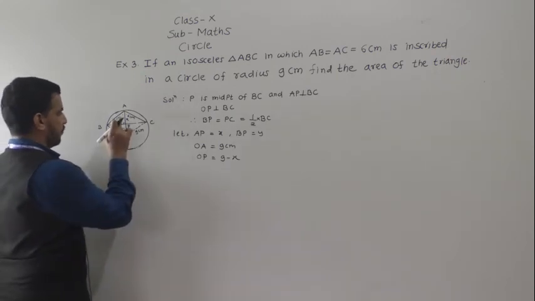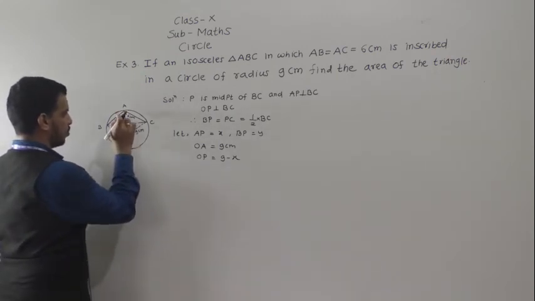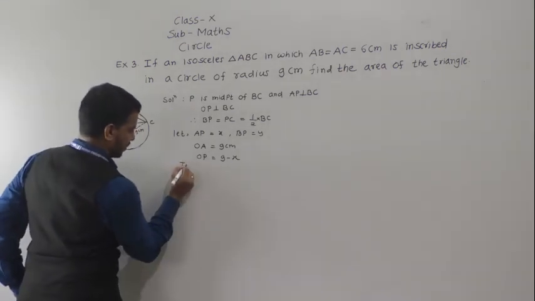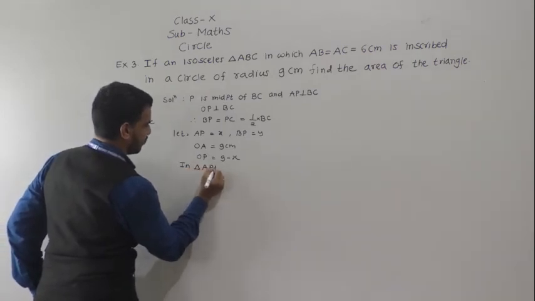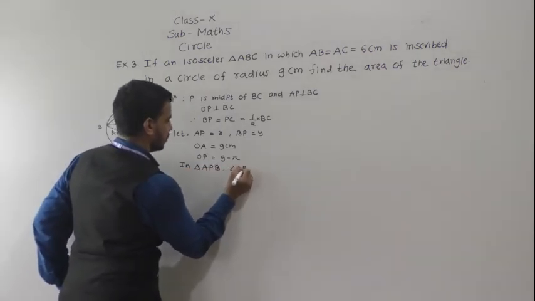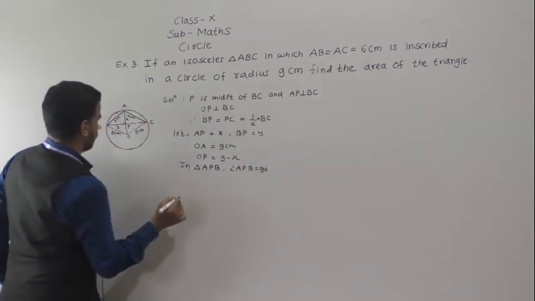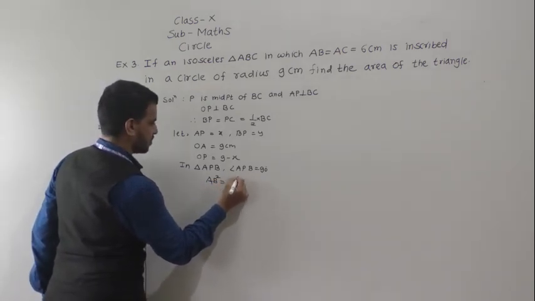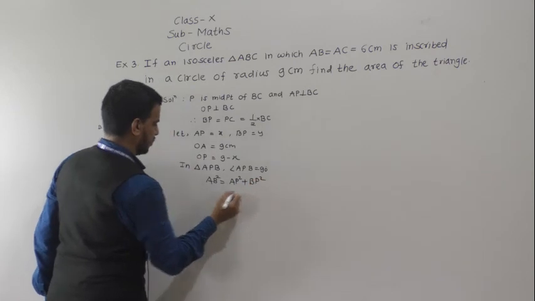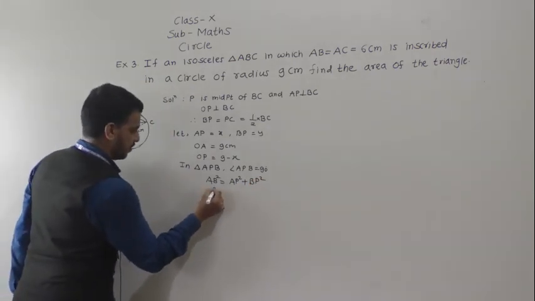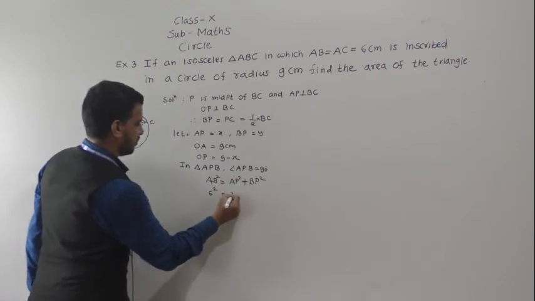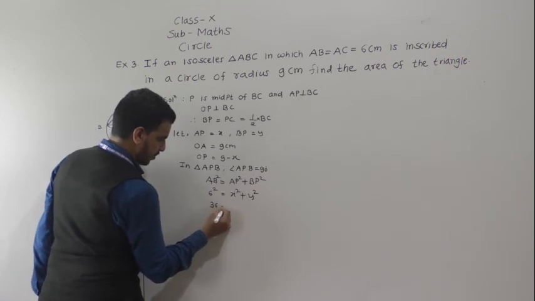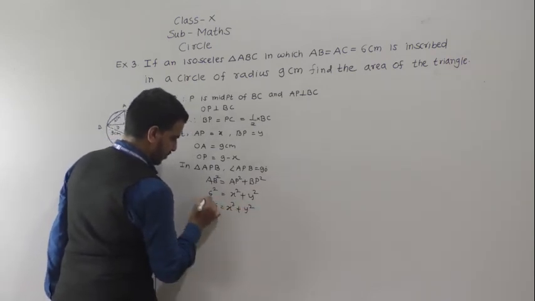Now we use the Pythagoras theorem in both triangles, that is triangle APB and triangle OPB. First I'm using it in triangle APB, angle APB is equal to 90 degrees. So AB square is equal to AP square plus BP square. AB is 6 square, AP is X square and BP is Y square. So 36 is equal to X square plus Y square. This is equation 1.